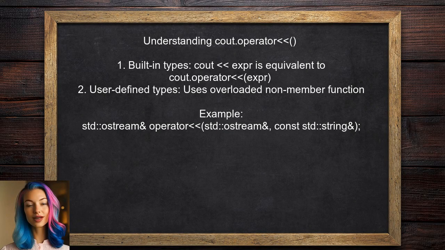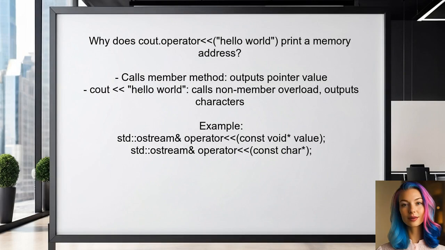This user explains that the equivalency of cout operator expressions depends on the type of expression provided. If the expression is a built-in type, then cout and cout.operator are equivalent. However, for user-defined types like string, it uses an overloaded non-member function instead. They also clarify why cout operator with a string literal prints a memory address. This happens because it calls the member method that outputs the pointer's value, not the string itself. In contrast, using cout with a string literal calls the non-member overload that outputs each character.